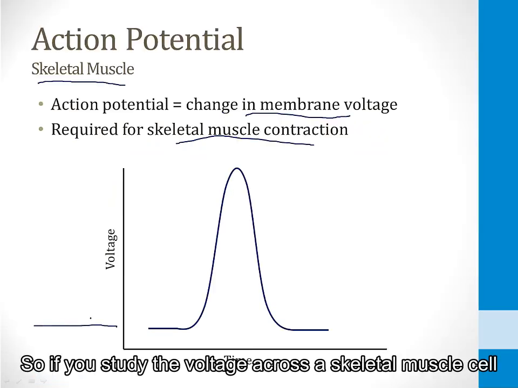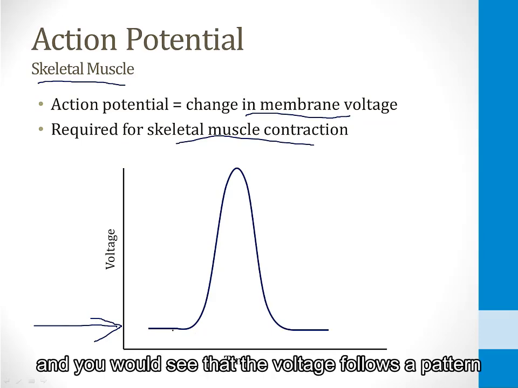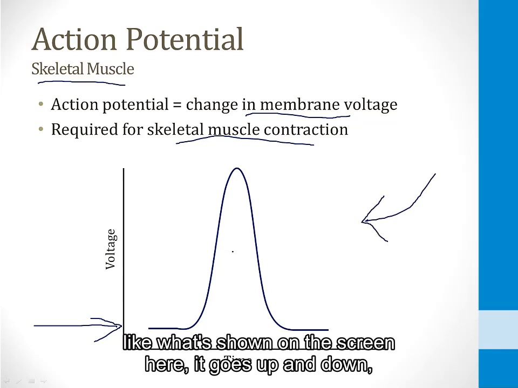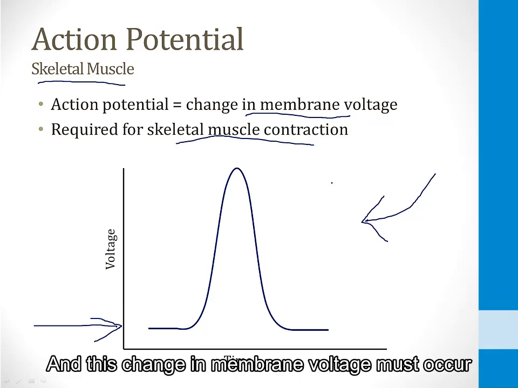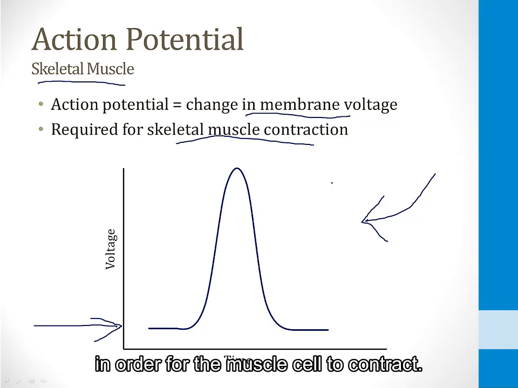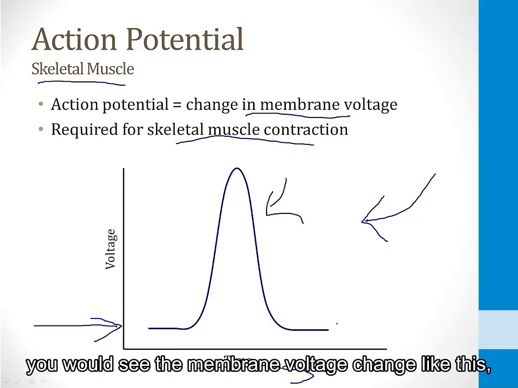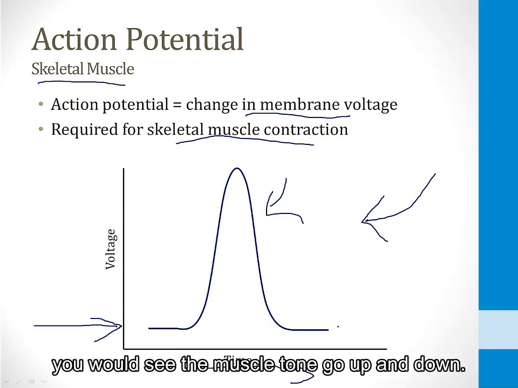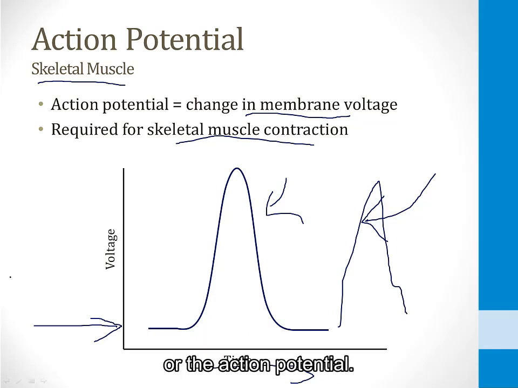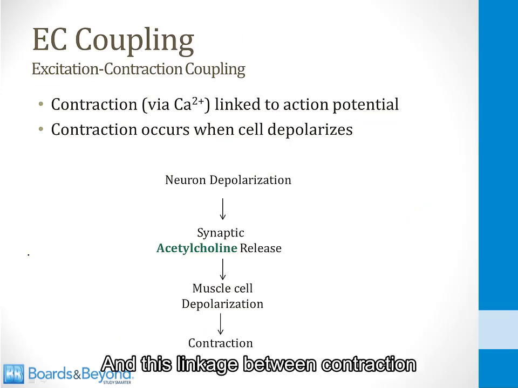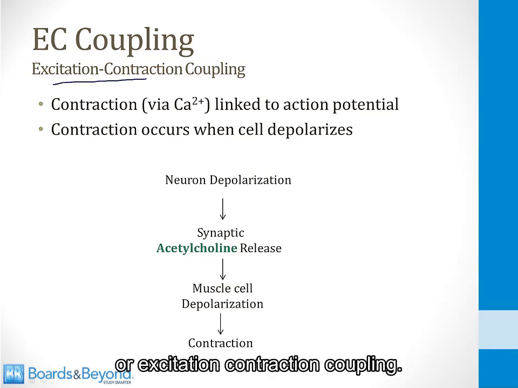So if you study the voltage across a skeletal muscle cell as it contracts, you would look over time and you would see that the voltage follows a pattern like what's shown on the screen here. It goes up and down, and that's the action potential of skeletal muscle. And this change in membrane voltage must occur in order for the muscle cell to contract. In other words, if you were monitoring time, you would see the membrane voltage change like this, and then a short time later you would see the muscle tone go up and down. The contraction is linked to the change in membrane voltage or the action potential. And this linkage between contraction and change in voltage is called EC coupling, or excitation-contraction coupling.